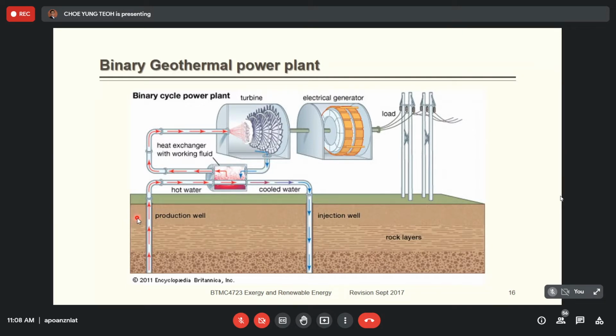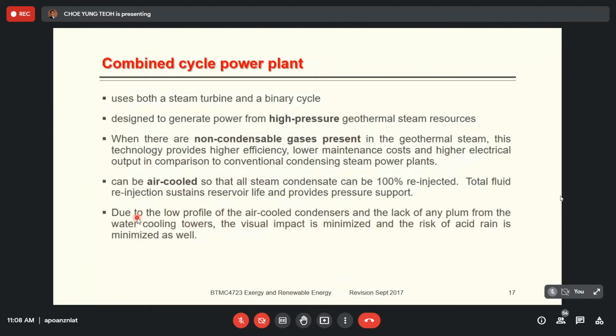That's why we need the binary flame. Okay, then we have the third one. The third one is called the combined cycle power plant, which means that there are two turbines in this system. One turbine will be run by the steam from the ground, and the second turbine will be run by the secondary flame.